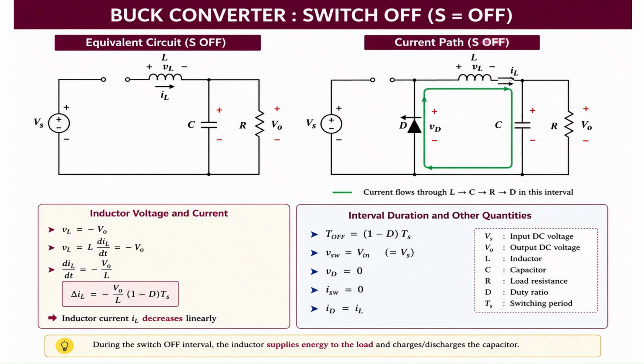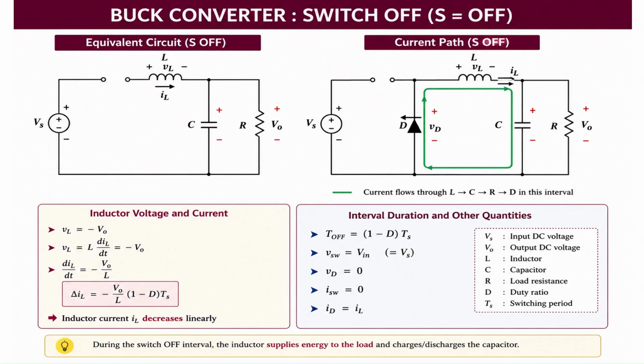Now we will analyze the turn off time. During the turn off time, you can see that the switch is in the off condition. So this is the path: current flows through the inductor, capacitor, resistor and diode. This diode will become forward biased in this interval.